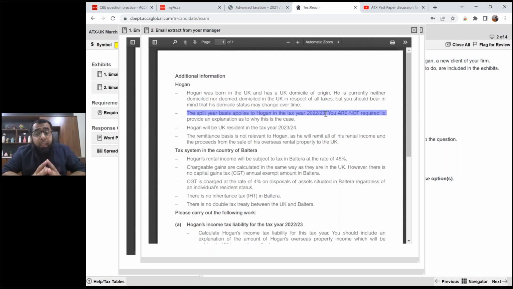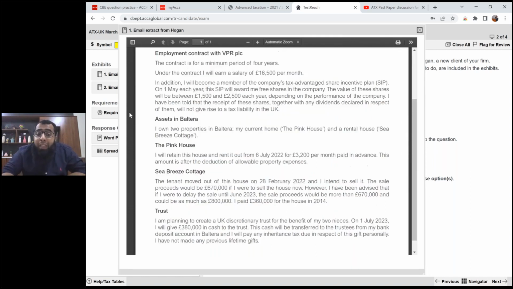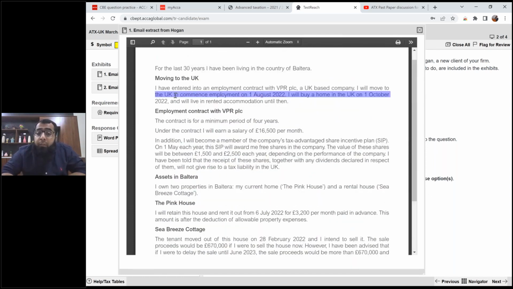Split year basis means that you will become resident during the year. This happens when you come to the UK with permanent intention or with a permanent employment. Now, if you look at the situation of Hogan, I already highlighted to you that Hogan will move to commence employment on 1st August 2022. So he will become resident on split year basis. He will become resident during the year.